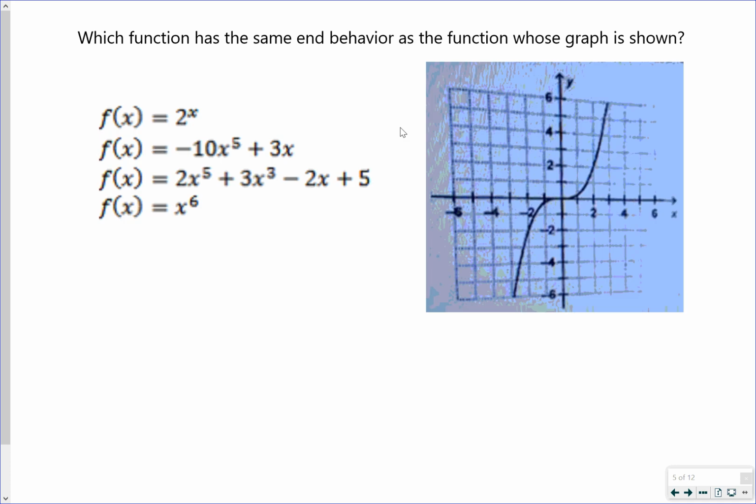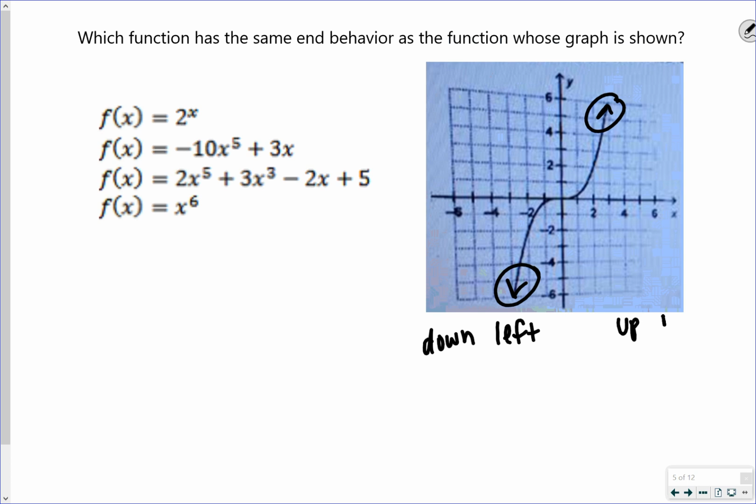All right, now which one has the same end behavior as the one that is shown here? So I'm going to look at these ends. This is not a great picture, but I'm going to look at these ends. I have one here and one here. This is down on the left and up on the right. So since they go opposite directions, I know I have an odd degree polynomial. And since it goes from bottom left to top right, I know the number in front is positive. So I'm looking for a positive number, x to an odd degree.